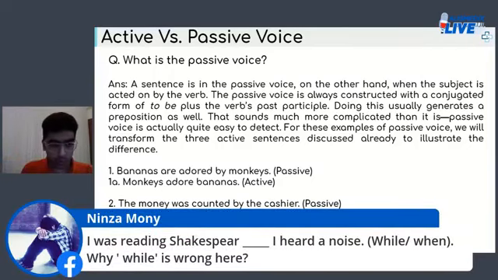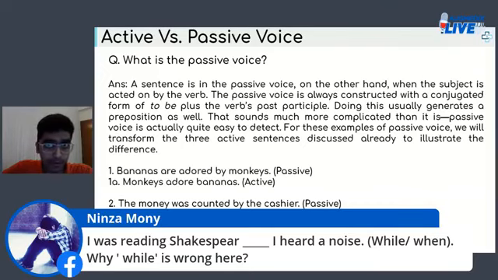Okay, I'm going to take another query here from Ninzamoni asking, I was reading Shakespeare, blank, I heard a noise, while and when. Why is one wrong here? Of course, while would be wrong here. Why? Because we put while when we want to talk about an action that was ongoing. So, I was reading Shakespeare when I heard a noise.